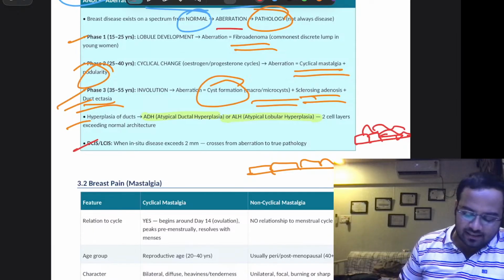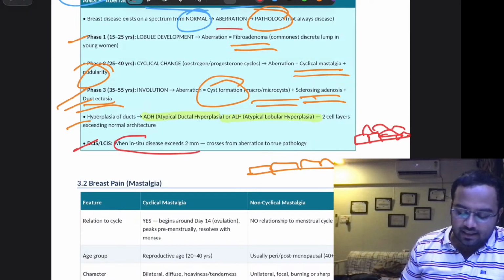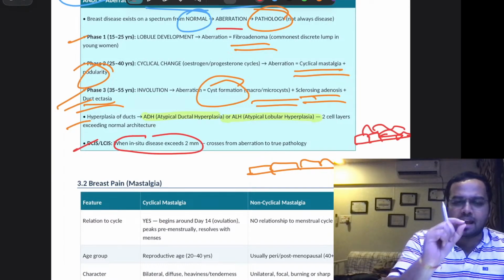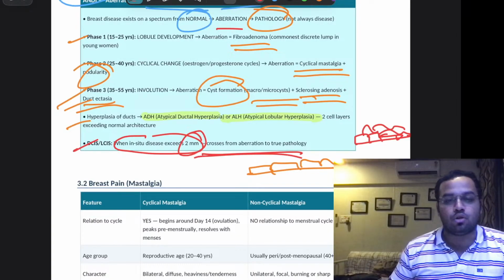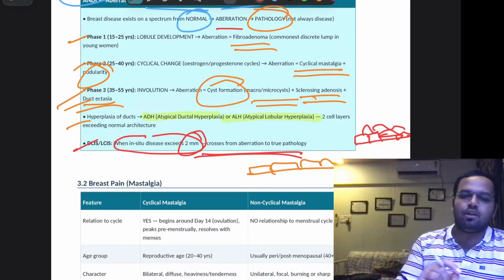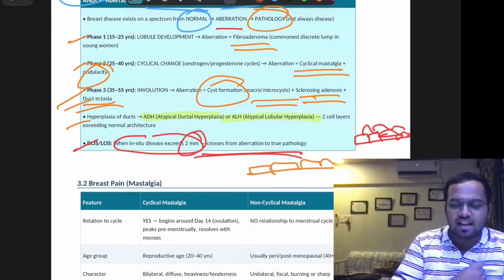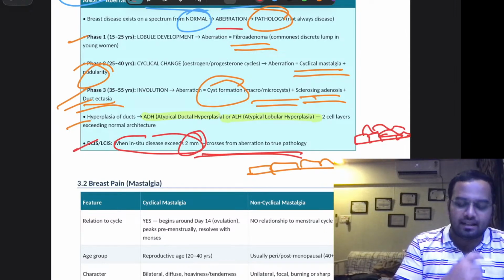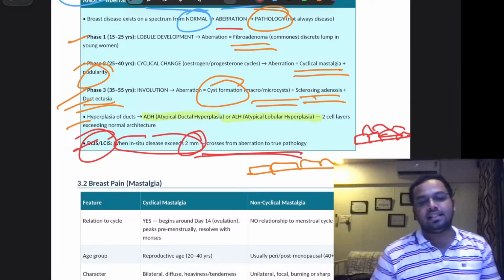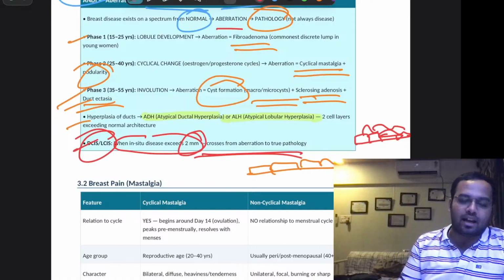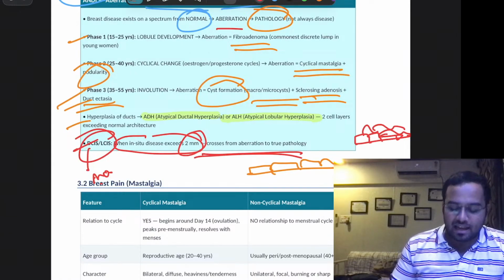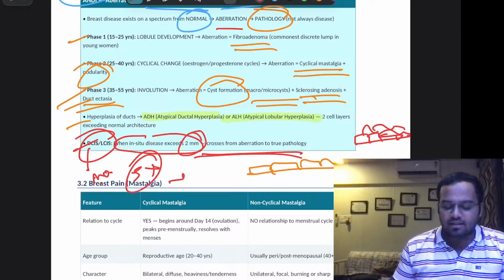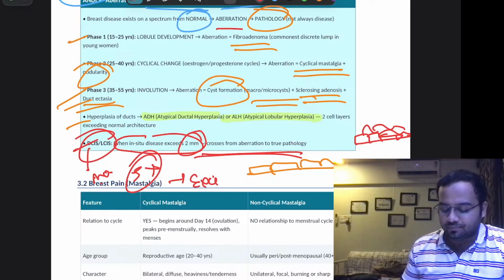And what are DCIS and LCIS? Whenever it is in situ, always remember, whenever any type of duct pathology increases to more than 2 mm, it crosses from aberration to true pathology. So whenever you see a small lesion in the breast, you are going to take a biopsy, and there it is going to come as DCIS. DCIS is always going to be riskier. The risk of malignancy is going to increase 5 times. Hence you are going to go for excision.